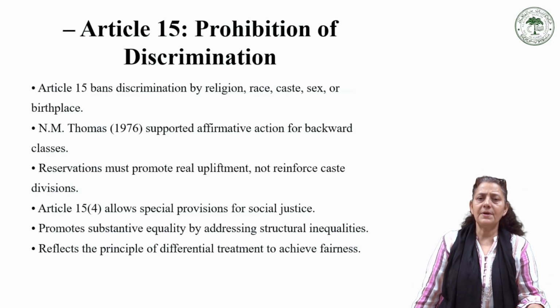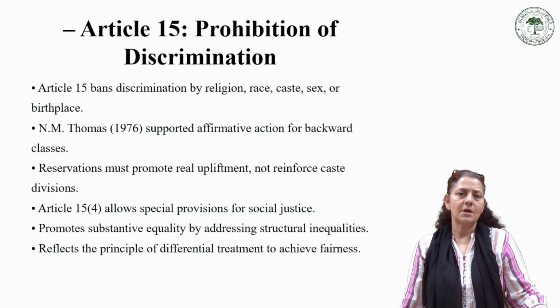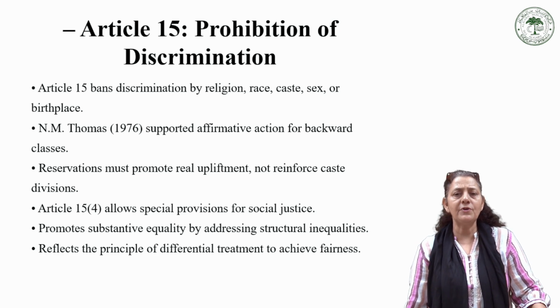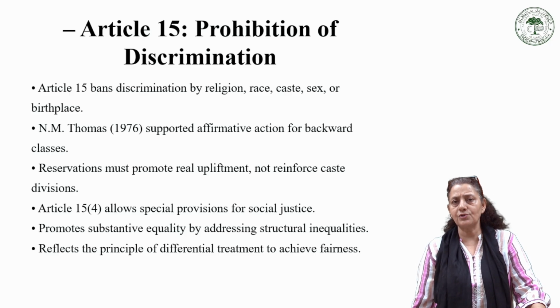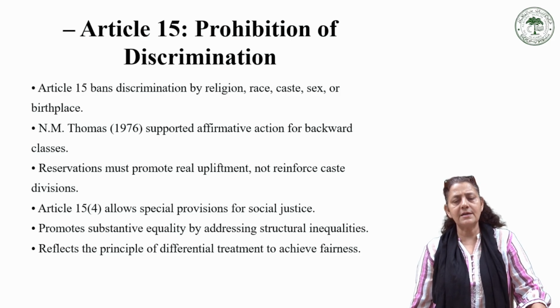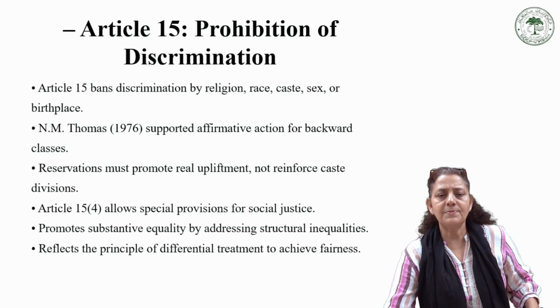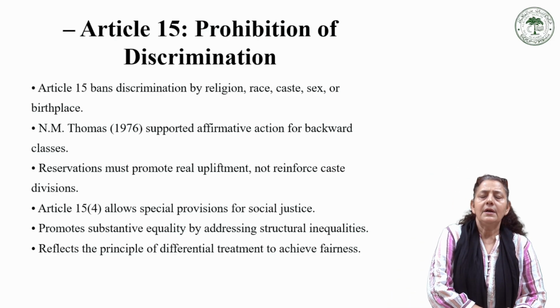Article 15 prohibits discrimination on grounds of religion, race, caste, sex, or place of birth. It also empowers the state to take special measures for disadvantaged groups. The landmark case, State of Kerala versus N.M. Thomas, 1976, interpreted Article 15(4) as an enabling provision for social justice. The court emphasized that reservations and affirmative action should not perpetuate caste identities but uplift socially and educationally backward communities. The judgment recognized that true equality requires the removal of historical disadvantages.